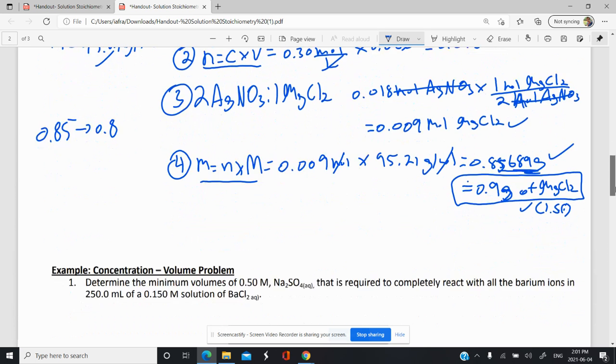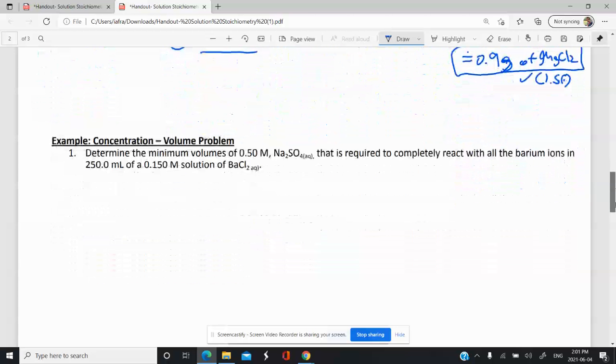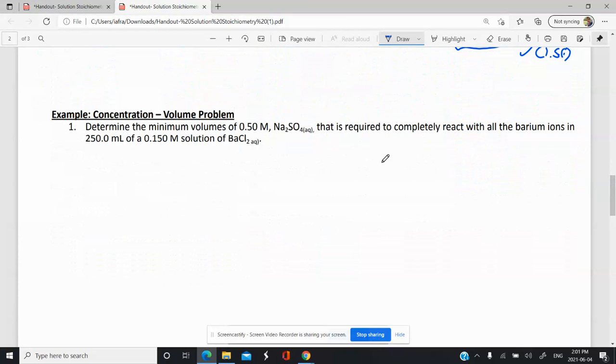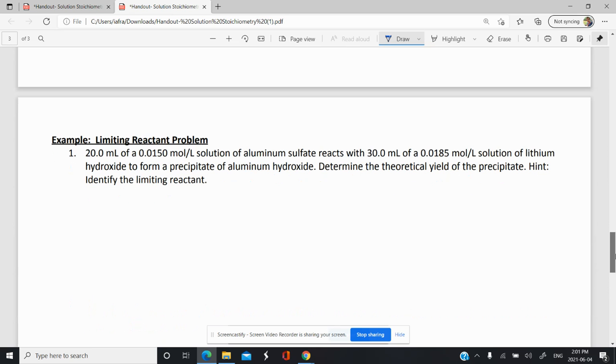So in the next part of the lesson, when we come back from break, we're going to do one more example where we go from concentration to volume in a stoichiometry problem. And then we'll do a problem where we have a limiting reactant.